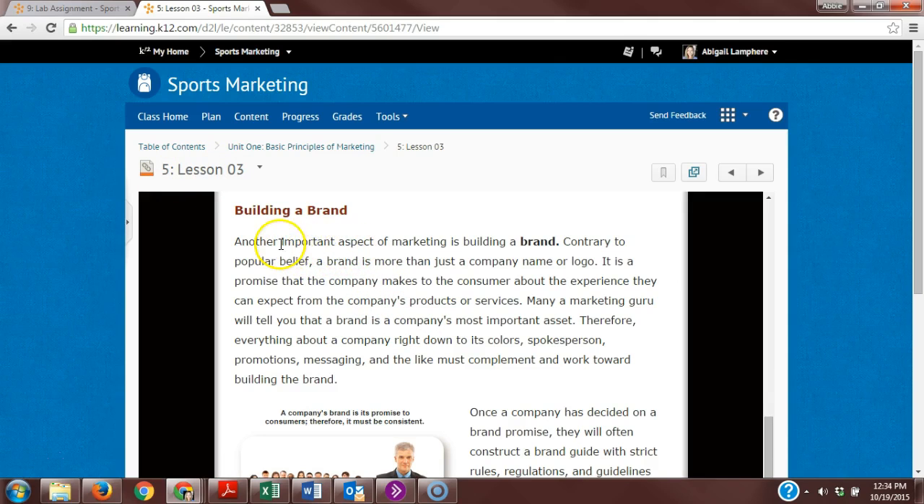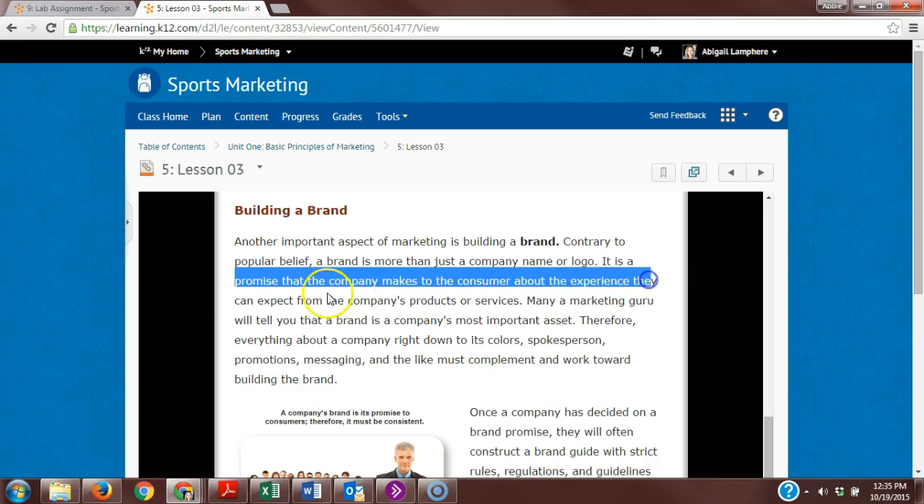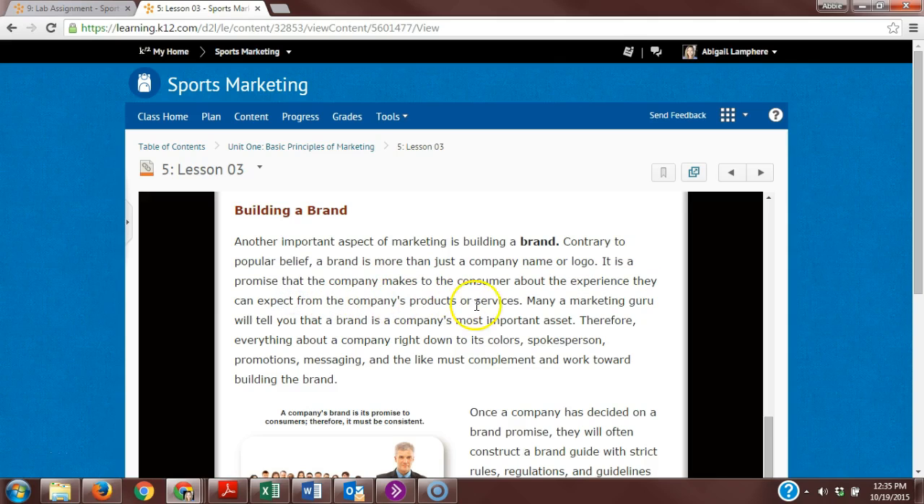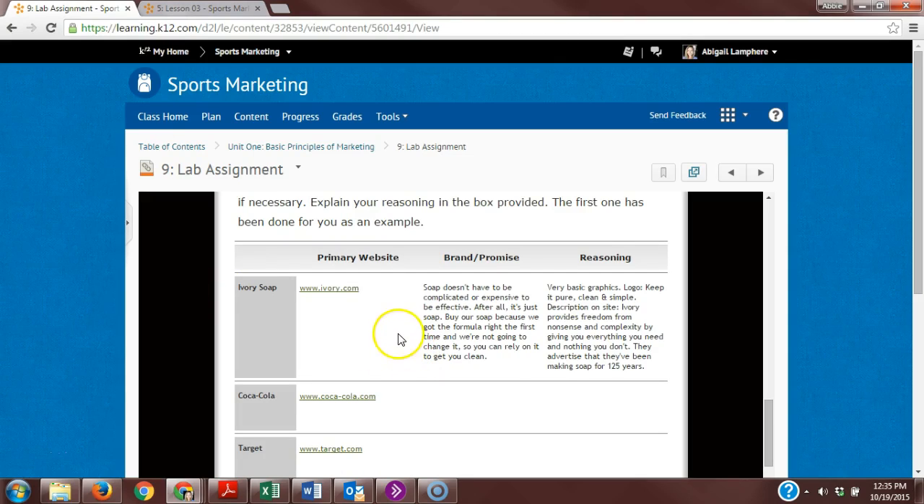An important aspect of marketing is building a brand. Contrary to popular belief, a brand is more than just a name or logo. A lot of times when people say brand, they instantly think of the golden arches of McDonald's or the Nike swoosh. But it's more than just the image. It's really the promise that the company is making to the consumer about the experience they can expect from the company's products or services. So keep that in mind as we're reading through these.